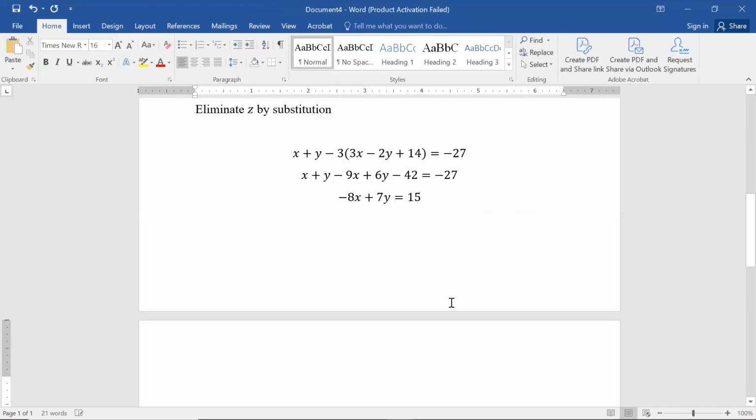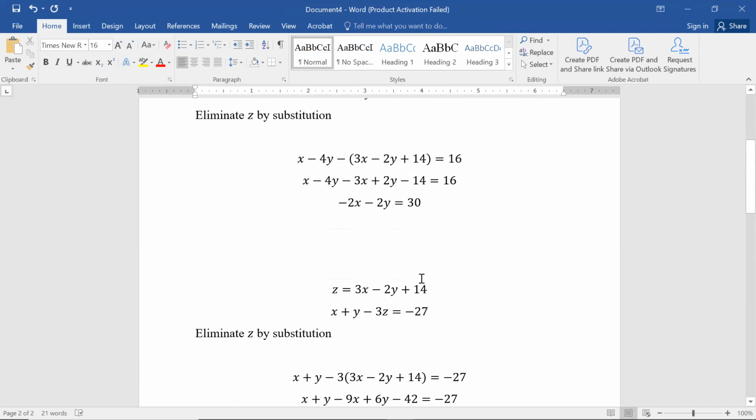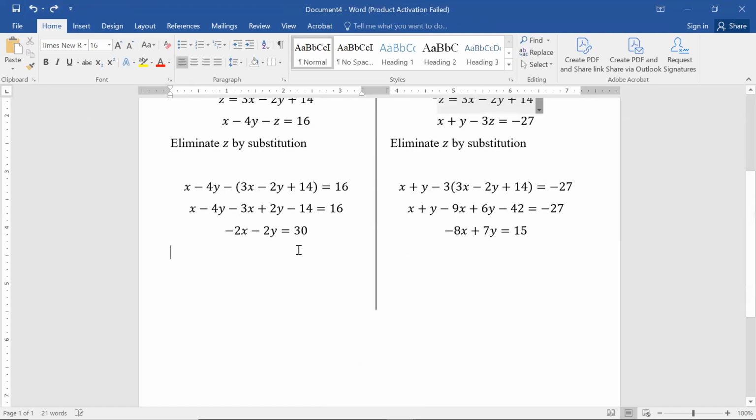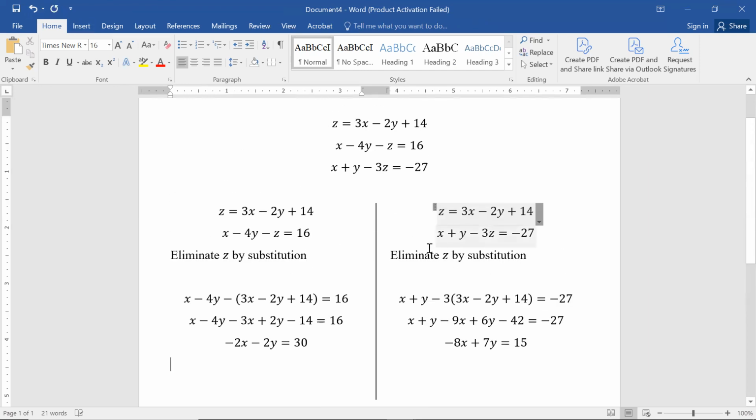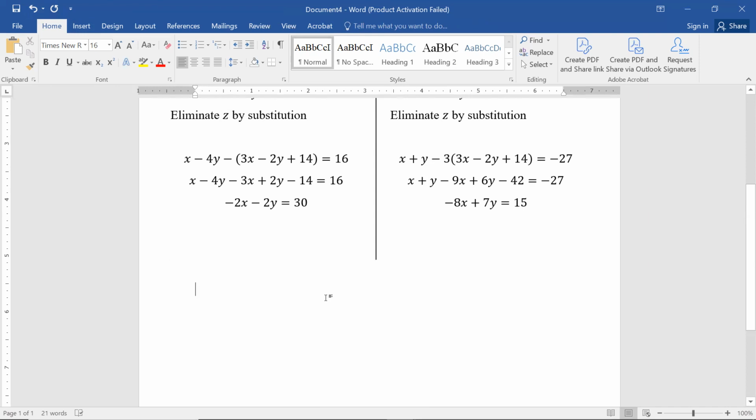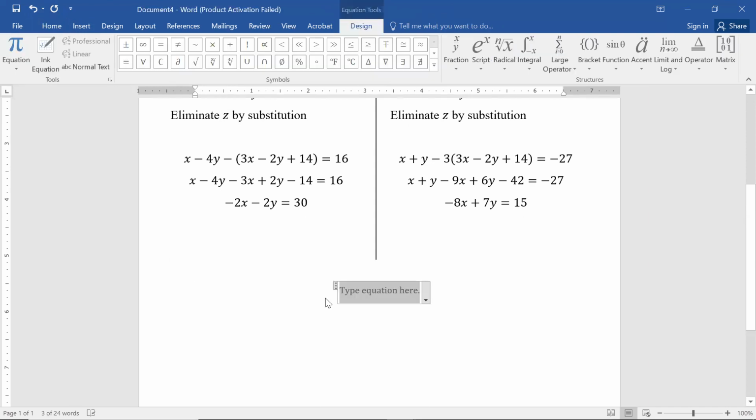Now in both cases, I've eliminated the same variable. You still have to eliminate the same variable in both cases. So now I have a pair of two equations and two variables.